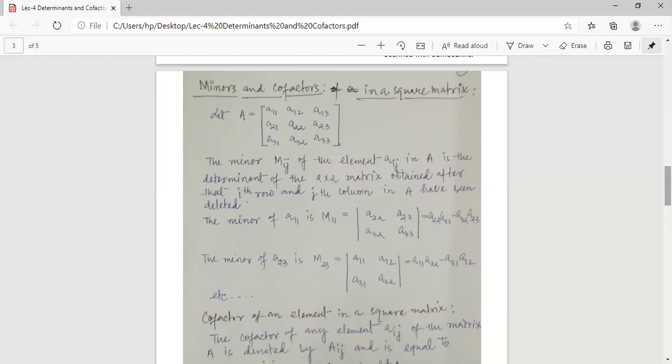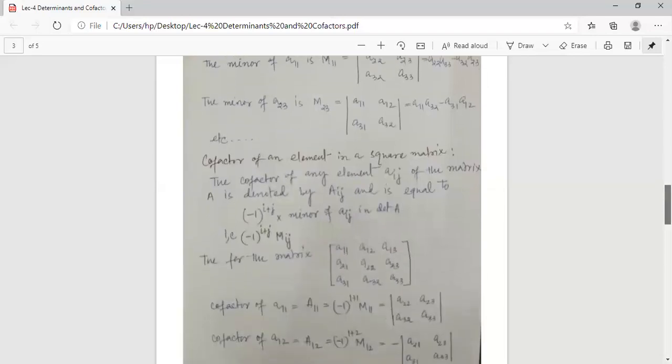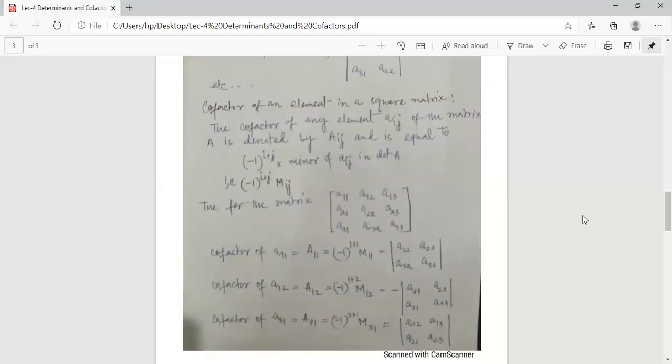Next, what is the cofactor of an element in a square matrix? The cofactor of an element is equal to minus 1 to the power i plus j into the minor of that element. So the cofactor is related very closely to the minor. If we include the sign with the minor of that element, it will give the cofactor of that element.